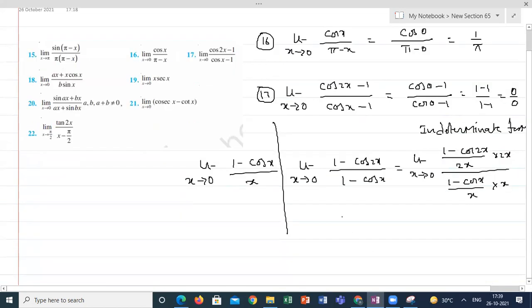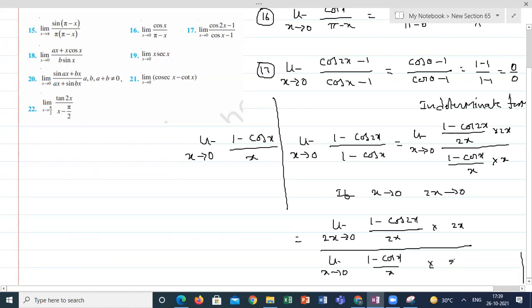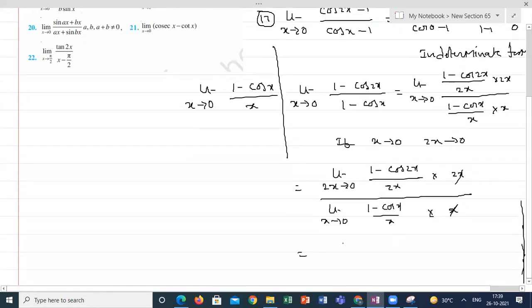Now, if x tends to 0, 2x tends to 0. If I am separating the limits, the numerator limit 2x tends to 0, 1 minus cos 2x by 2x into 2x, divided by limit x tends to 0, 1 minus cos x by x into x, where x is cancelled here. Otherwise, I will get indeterminate form. If I am applying the limit now, 1 into 2 by 1 into 1. So what is the answer you are getting finally?